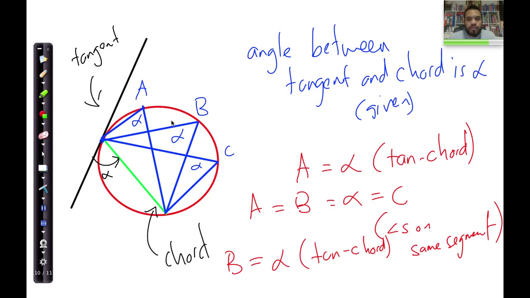Okay, so before I conclude this, I'm going to give you a little bit more interesting example where you have more than one tangent.